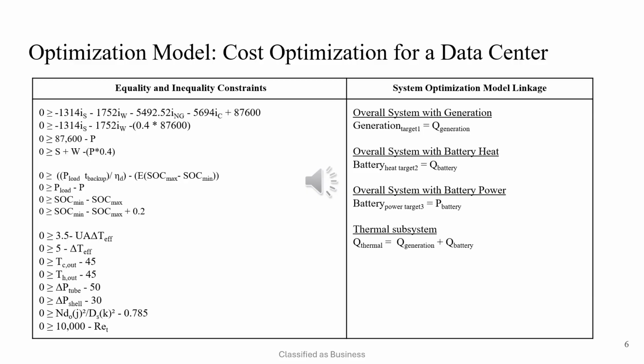On the right side, we show how the subsystems are connected at the system level. The energy generated feeds directly into the system demand, while the battery subsystem must meet both power and heat requirements. Finally, the thermal subsystem handles the total heat generated from both energy generation and battery operation. So overall, this model ensures that all 3 subsystems are not optimized independently, but instead work together as a fully coupled system.